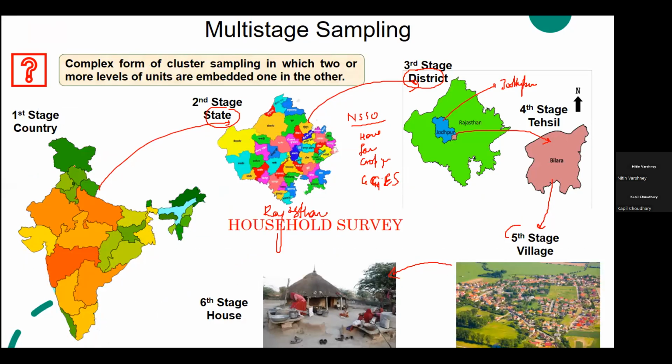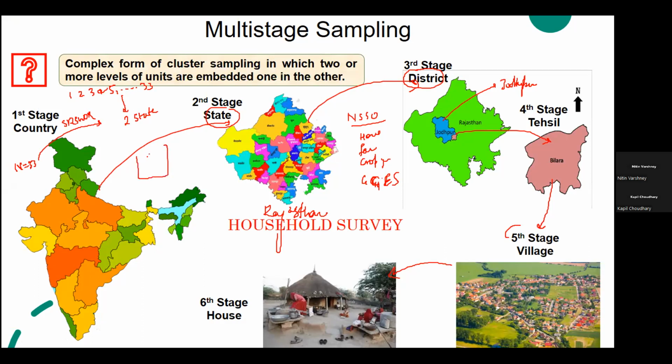Suppose from this country we have population size N equal to 33 states. So we will select randomly by using SRSWOR. The 33 units will be like 1, 2, 3, 4, 5 up to 33. So we will use simple random sampling without replacement. Suppose I want to select two states.